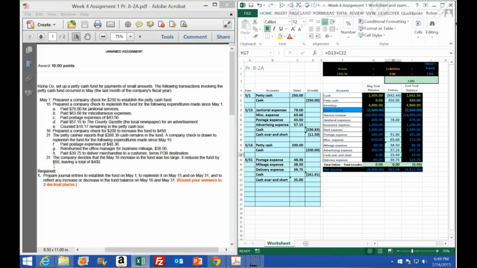The company decides that the May 16th increase in the fund was too large, so reduce the fund 50, leaving a total of 400. So now we're saying that we don't need 450. You know, there's inflation, but it's not that big of an inflation. We need to bring our petty cash fund back down to an even 400, because when we brought it up to 450, we had this $35 unreported expense, and it's getting out of hand. So as of 3/31, we're going to bring it down, and so now we want to take it out of the petty cash and put it back into cash.